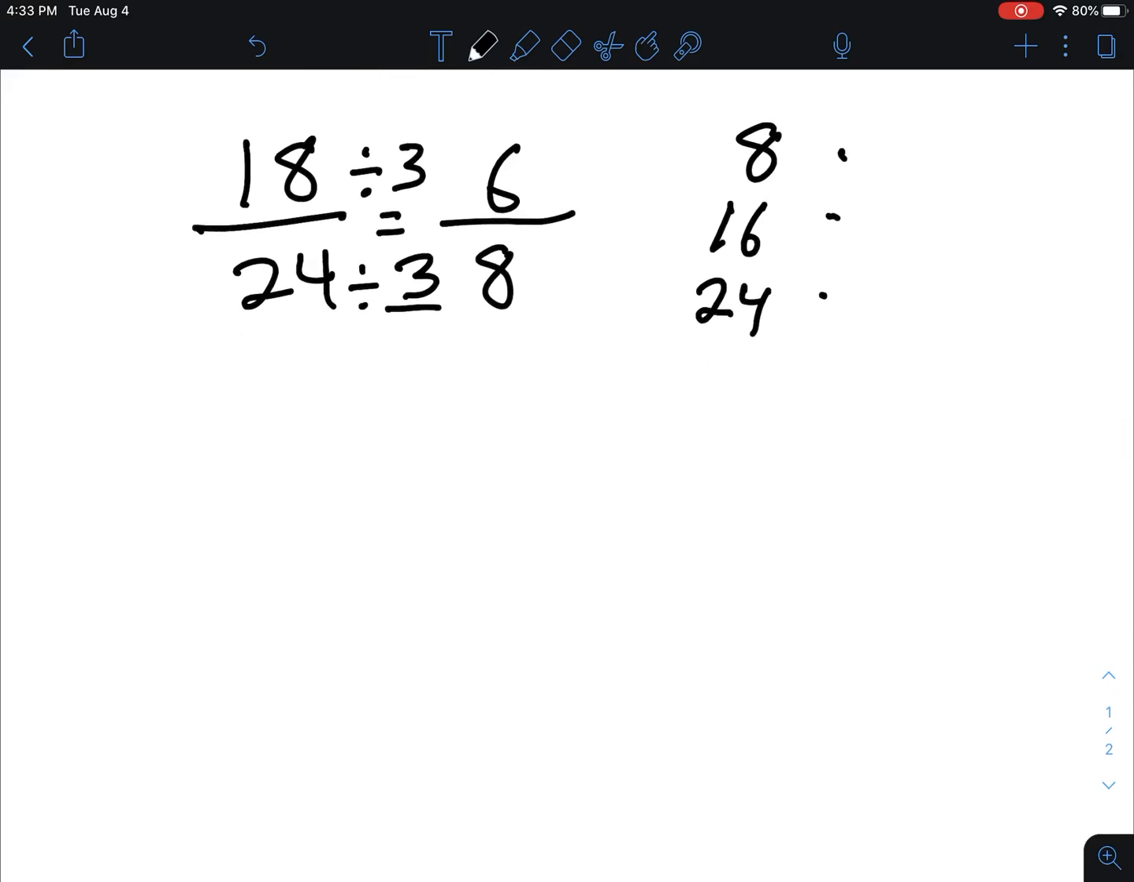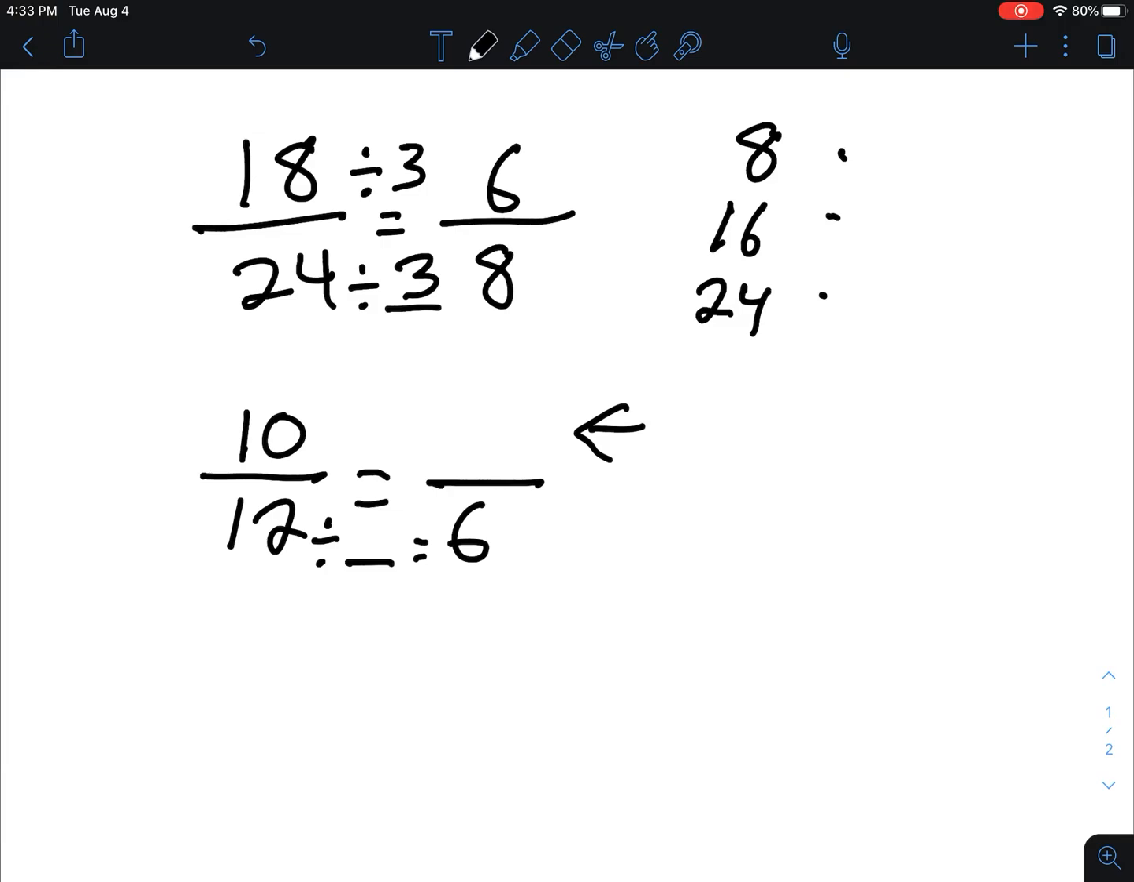So I'll leave that on the screen. I'm going to give you one to do. Let's have you do that one. What number would go in the numerator above the 6 to make an equivalent fraction to 10 over 12? Of course, it's what did I divide 12 by to get 6? The answer is 2. I cut it in half, which means if I divide the denominator by 2, I divide the numerator by 2, and hopefully you got 5 over 6.